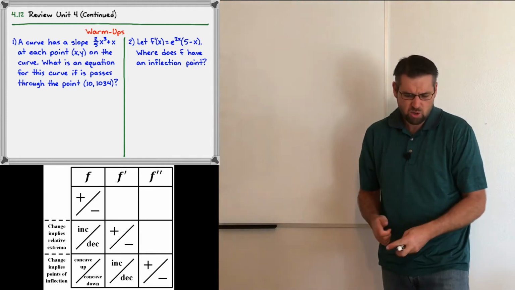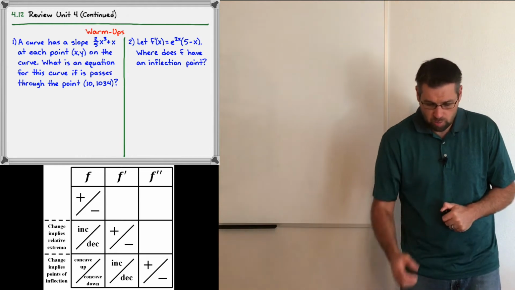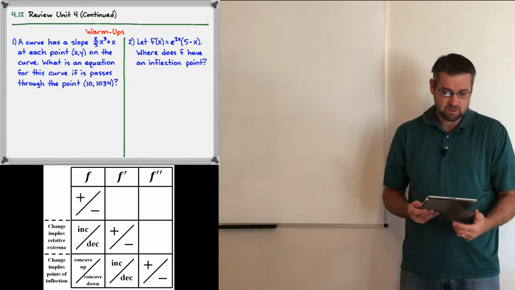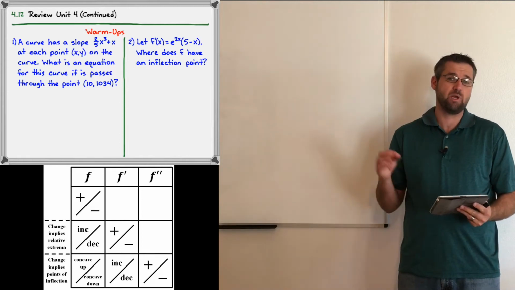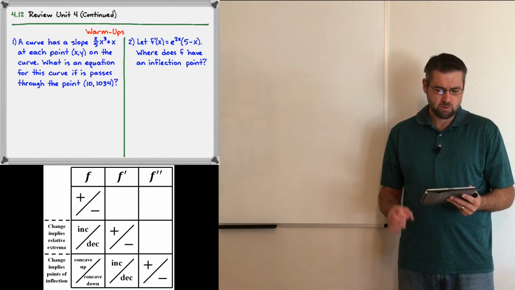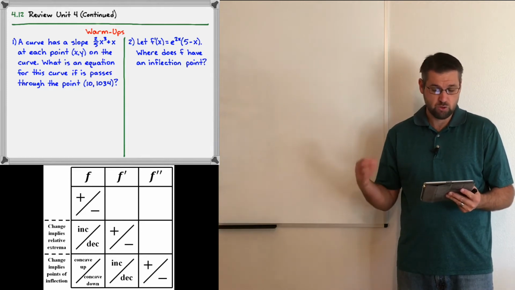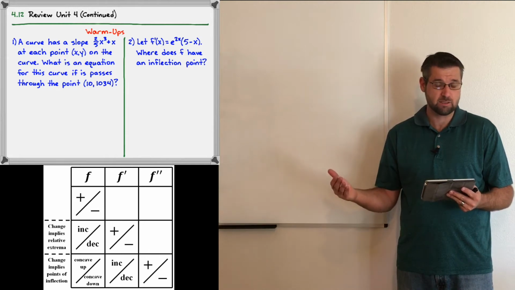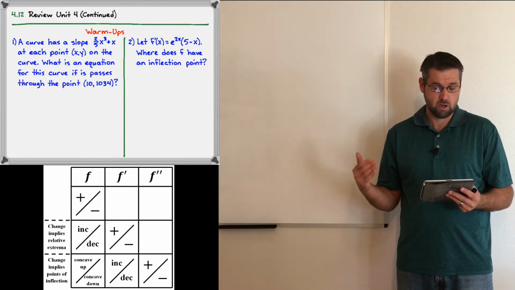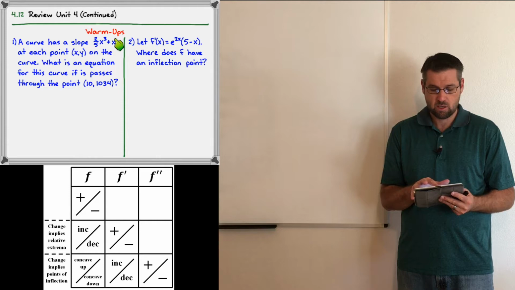The first one, the words are kind of weird. It says a curve has a slope of 2/5 x to the third plus x at each point (x, y) on the curve. So let's reread this. A curve has a slope of 2/5 x to the third plus x at each point on the curve. So this is saying that the slope changes according to this equation here, depending on the value of x.